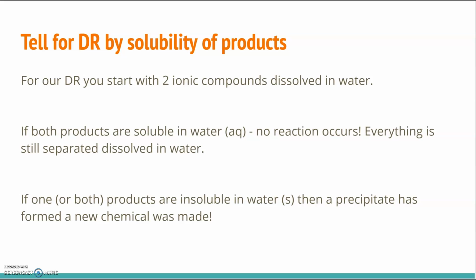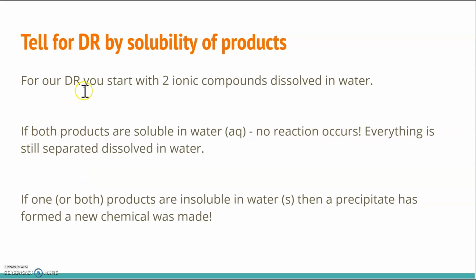So how are we going to tell for a double replacement reaction if a reaction actually took place, if we're not in the lab? You can tell if a reaction takes place when you mix two ionic compounds that are already dissolved in water. If both of the products are soluble in water, they're both aqueous, no reaction occurs. So if you mix sugar water and salt water together, everything is still soluble. Nothing has happened. It's just a mixture. No new chemicals were formed.